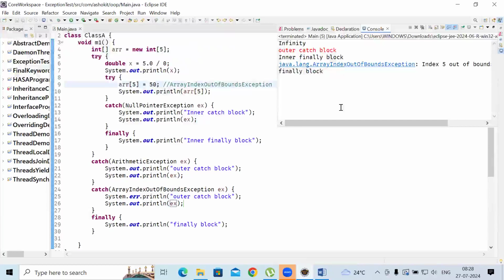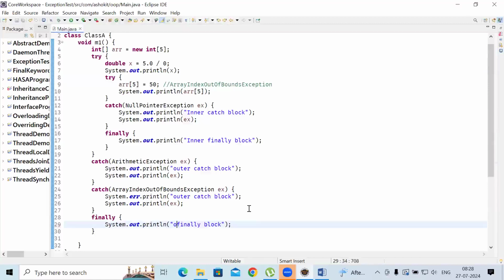See here. Did you get the answer called inner finally block? Inner finally block is there or not? And also a finally block is there. Which finally block is this? Outer. Otherwise, I'll write outer finally block. That's better, so that people can understand. Am I clear, guys?